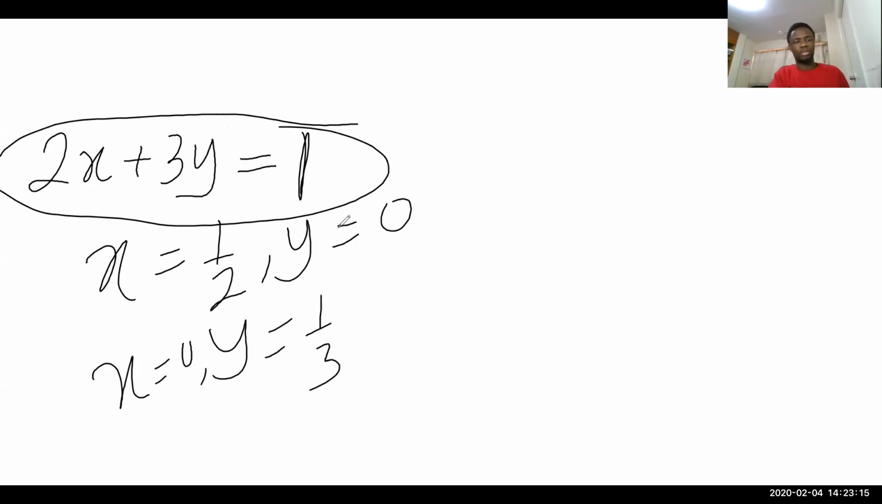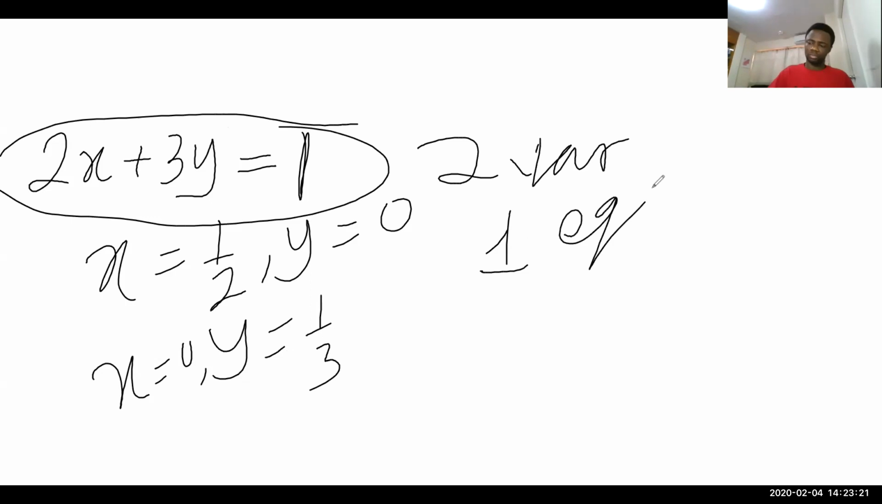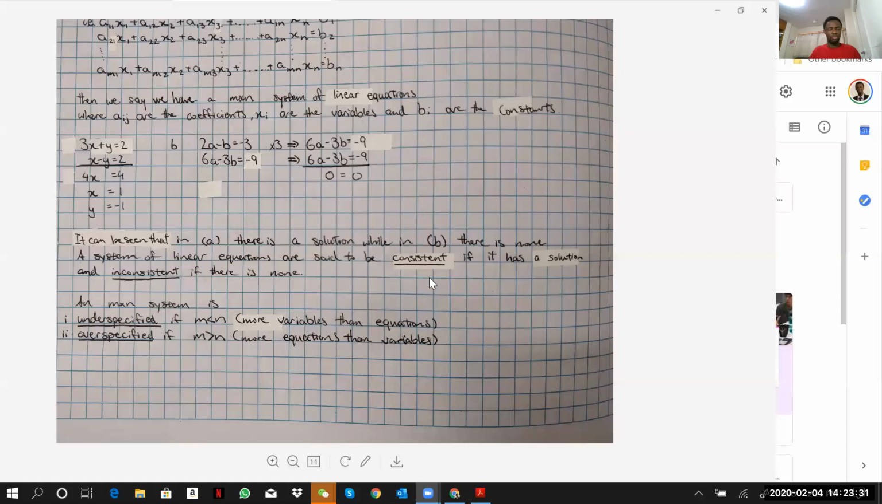Now, if you look at it, this equation has two variables, but only one equation. So that is the kind we are talking about here: two variables for only one equation. And that is what we mean by underspecified. Overspecified is when you have more equations.